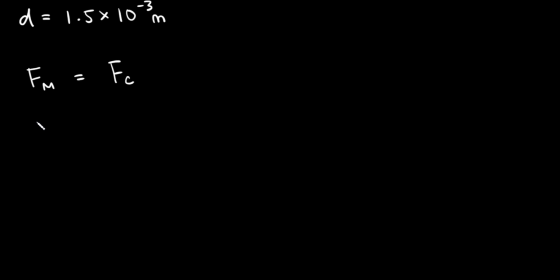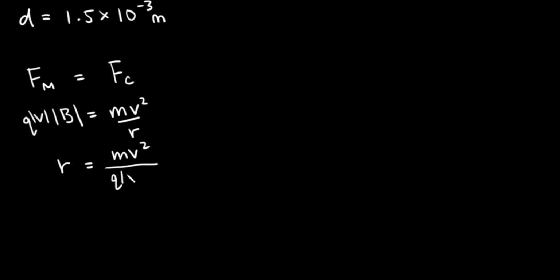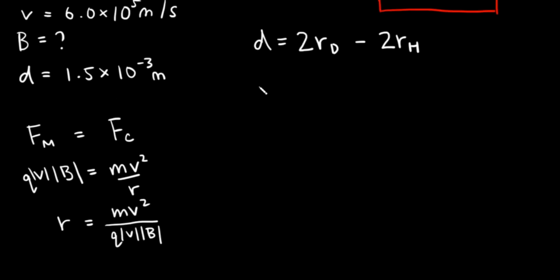So if you plug in some values, the magnetic force is equal to the charge times the velocity, actually the magnitude of the velocity, times the magnetic field. And this is equal to ma, but this time we have centripetal acceleration, and that is equal to v squared over r. Now we want to isolate for r, so that's going to be mv squared over qvb. Now we're going to use this equation and plug it into the distance equation. So d equals 2.